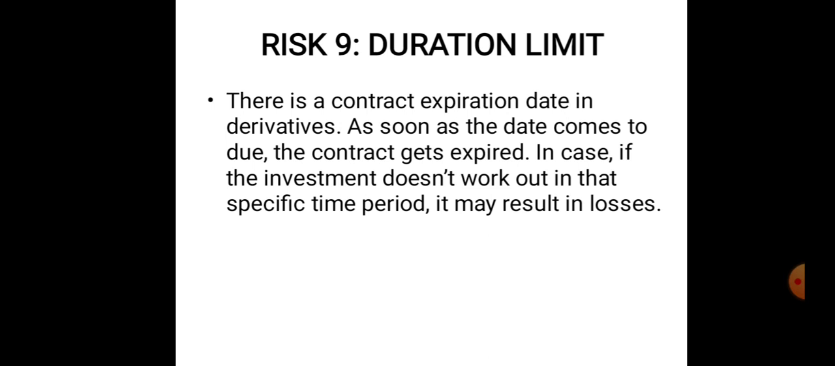In the OTC market they can end a contract as and when they wish, but in the exchange traded market it is not possible to end a contract whenever the investor wants, right? So this duration limit risk arises. There is a contract expiration date in derivatives. As soon as the date comes due, the contract expires. If the investment doesn't work out in that specific time period, it may result in losses.